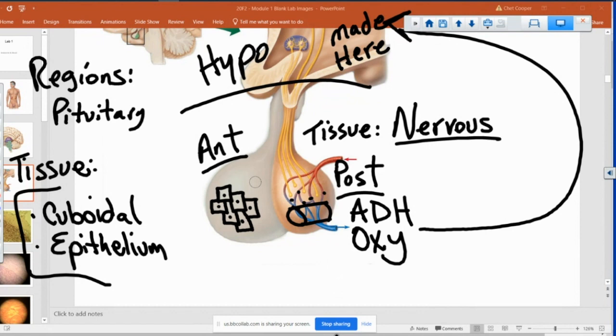Every other hormone on here, where it's listed, it is not only made there, but it's released there. So it's the same. There's no difference. This is the only set that there's a difference.